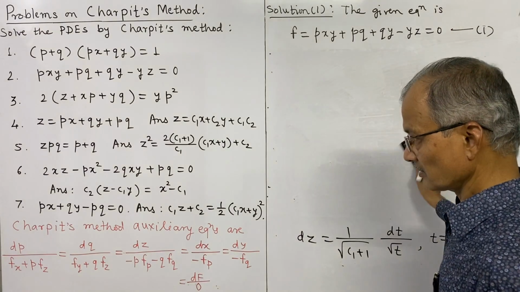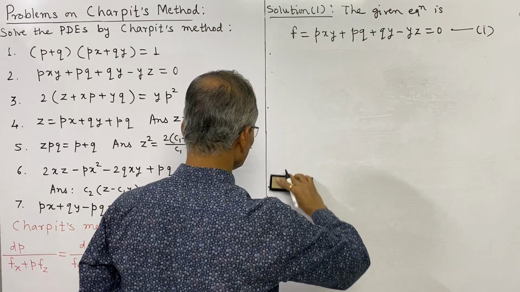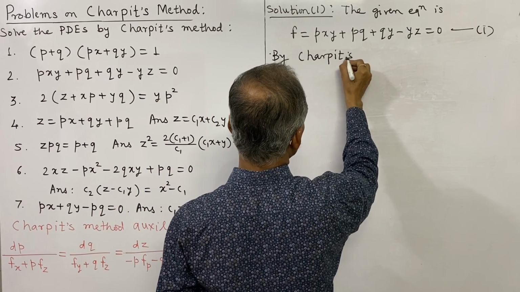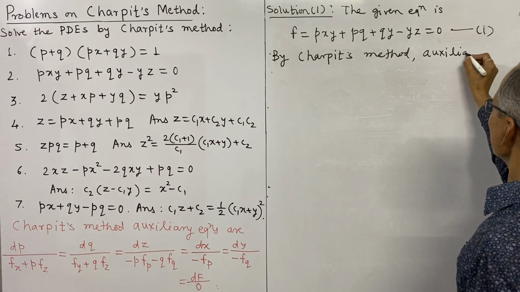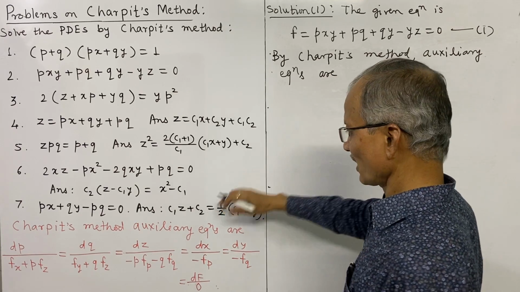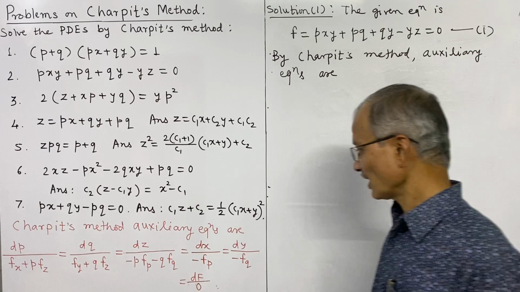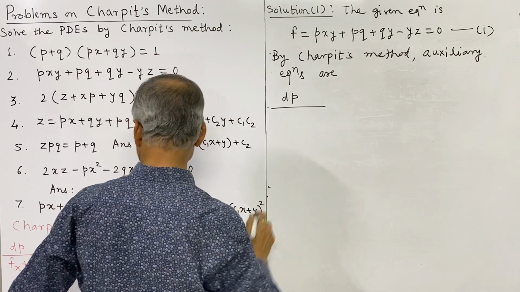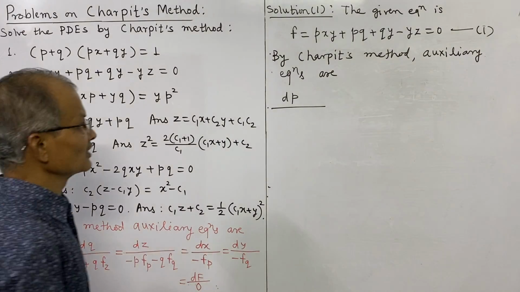So by Charpit's method, the auxiliary equations are as follows. Now I shall not write these equations out, but we will write the direct equation. So you must produce this first and then use the values. So I am writing directly, that is dp divided by the partial derivative of f with respect to x plus p into partial derivative of f with respect to z.